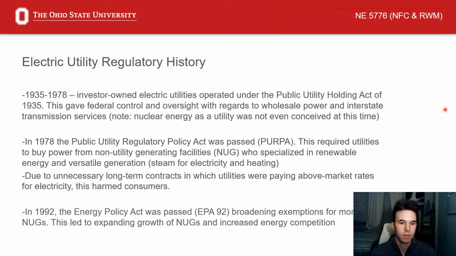So, talking about the electric utility regulatory history, and I'll get more into the nuclear side in a bit. From 1935 to 1978, investor-owned electric utilities operated under the Public Utility Holding Company Act, which was set in 1935. This gave complete federal control and jurisdiction in regards to wholesale power and interstate transmission services.